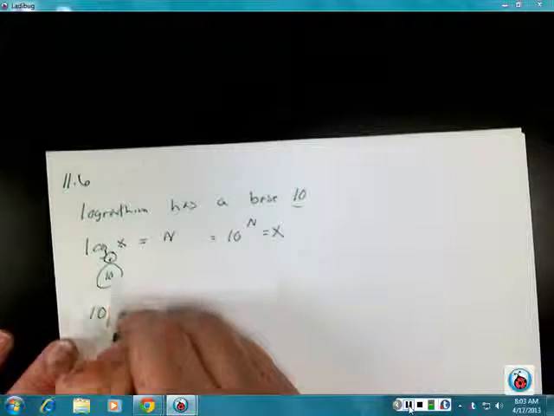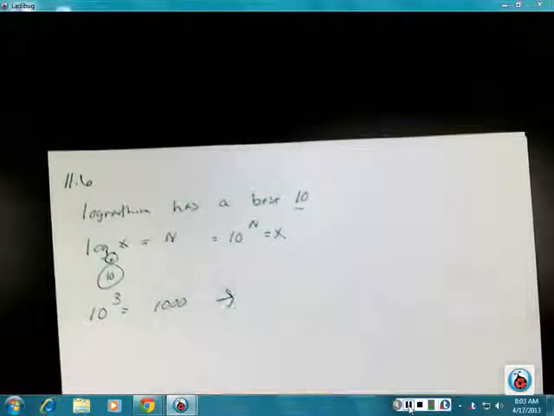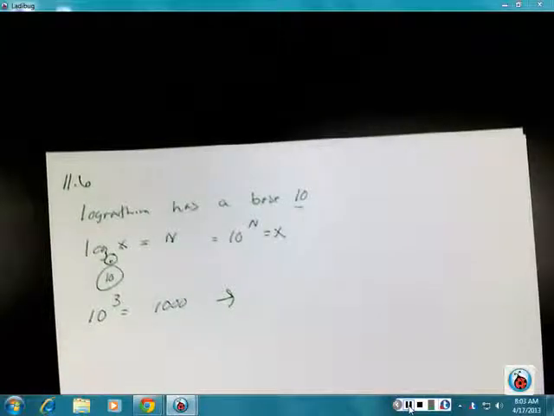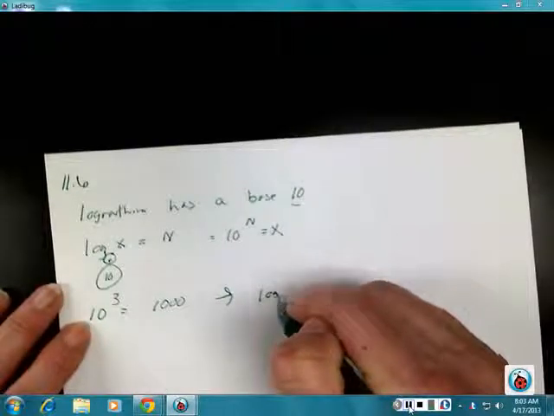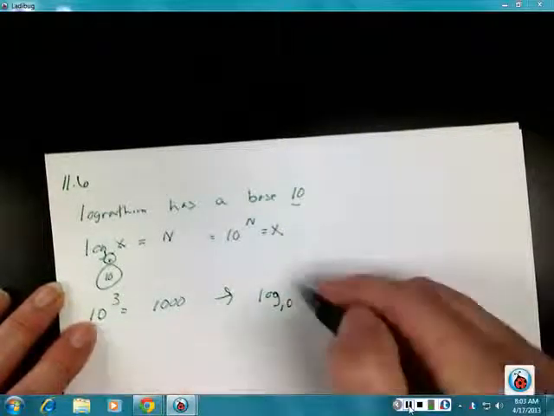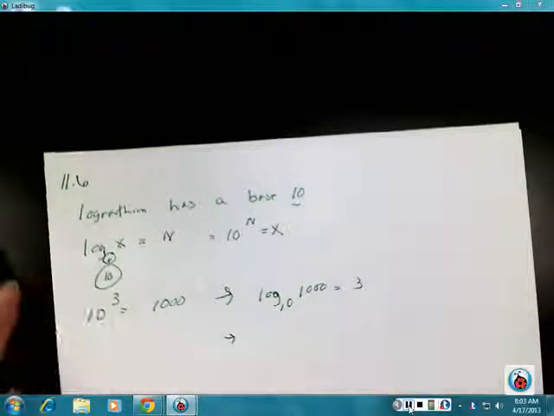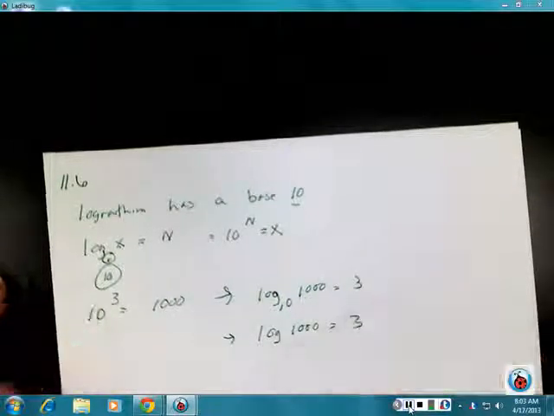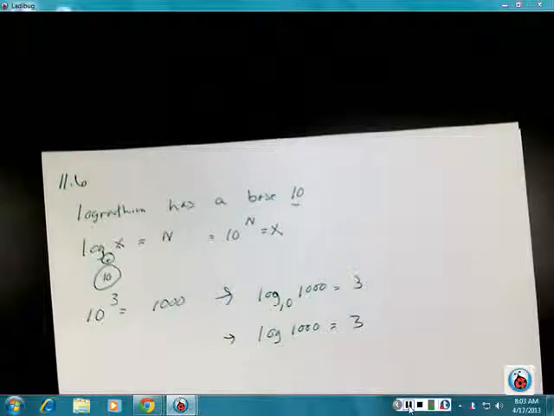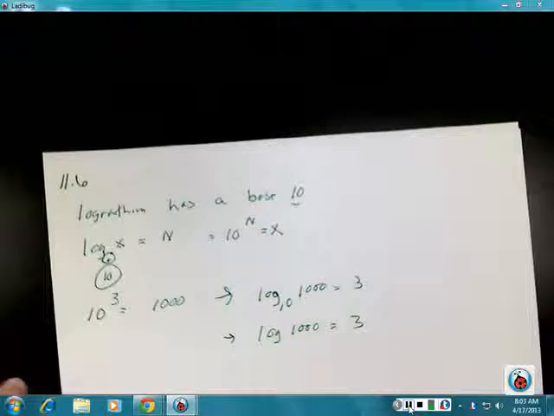So if I had 10 to the third power is equal to 1,000, and I want to put this into a log format, what I would end up with is log base 10, because that's my base, of 1,000 is equal to 3. But in our section today, it's just simply log 1,000 equals 3. Now, with these, if we wanted to solve them, of course, we can take 10 to the third power, getting 1,000, or we can take the log of 1,000, and we'll talk about that in a second here.